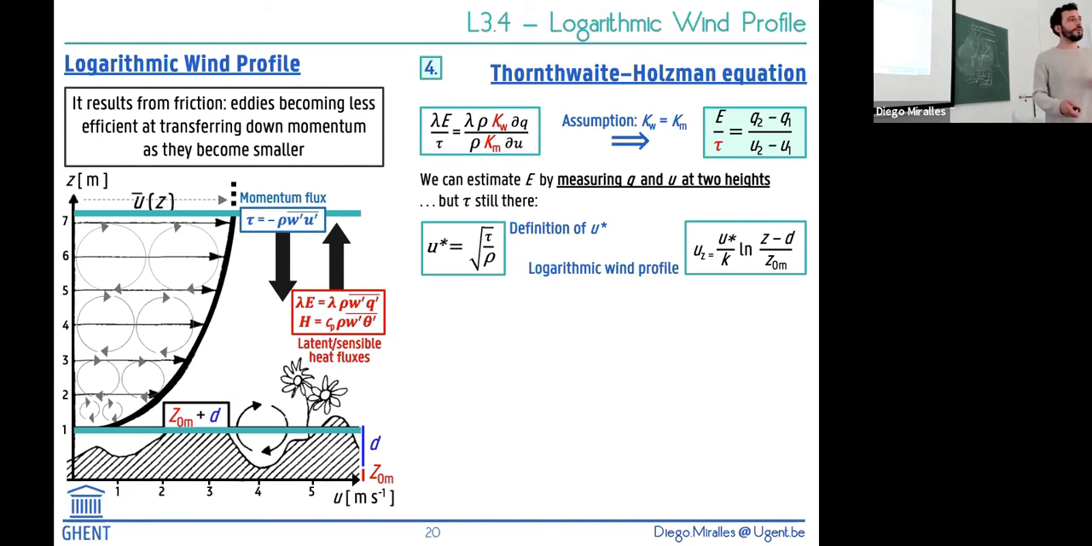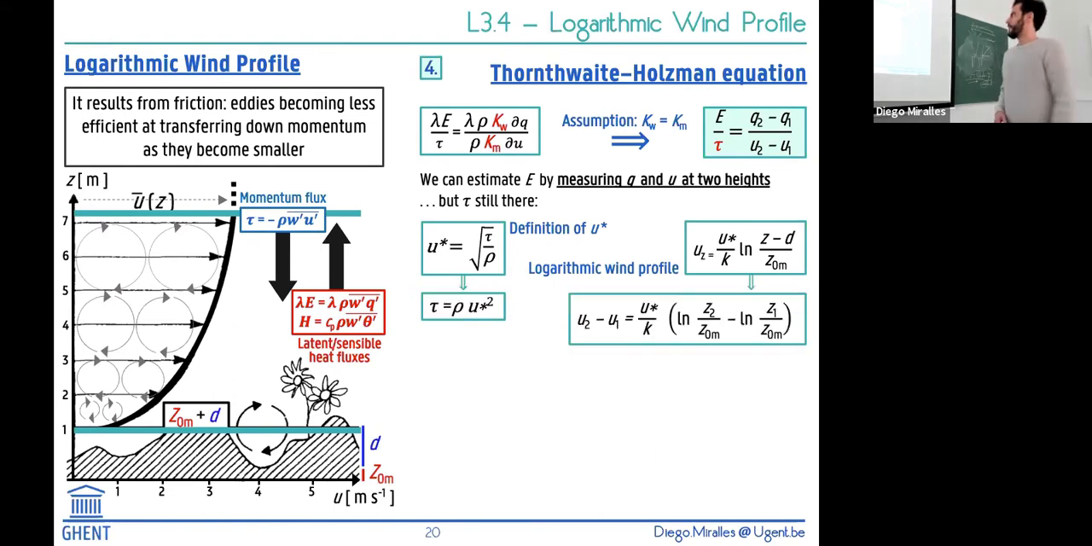Now we have the logarithmic wind profile equation, the shape of the curve, which is nothing but the u, so the speed change with z. Okay, that's the logarithmic wind profile equation, right? So you have the logarithmic wind profile equation. You have the definition of the friction velocity, and now let's see if we can get rid of this tau from here. So the first thing we do is to convert this into something a bit more like this up here. So you're just thinking about two heights.